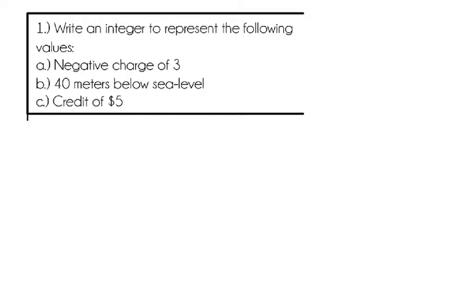Okay guys, we're going to work on this together in class today, and then some of the other questions are going to be homework. I'm going to put them all in this EdPuzzle for anybody who is absent or learning at home. So the first question here says, write an integer that represents the following values. So you have a negative charge of 3, 40 meters below sea level, and a credit of $5. So you're going to be able to do this one on your own, I'm pretty confident. So I'm going to go ahead and move on.